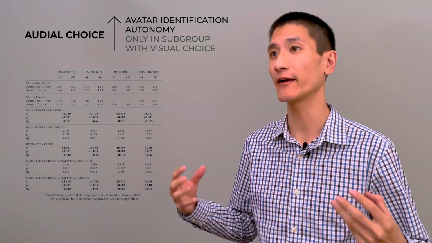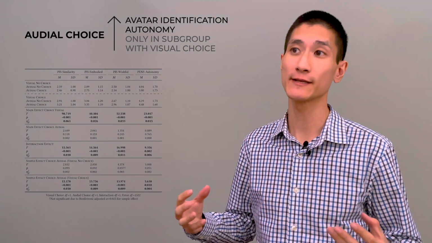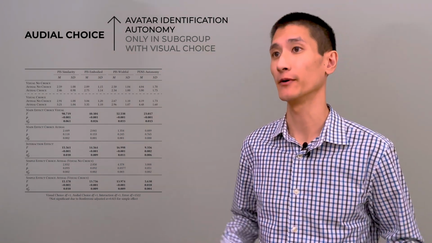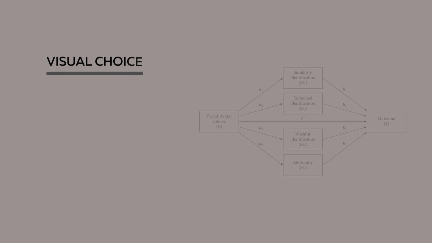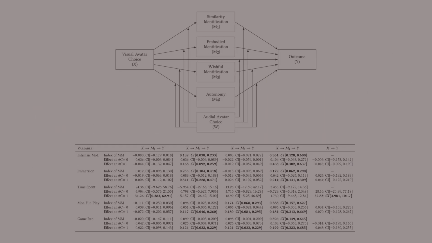Participants with visual choice experience higher avatar identification and autonomy. Participants with audio choice experience higher avatar identification and autonomy, but only within the group of participants who had visual choice available. Visual choice led to an increase in time spent and indirectly led to increases in intrinsic motivation, immersion, time spent, future play motivation, and likelihood of game recommendation. Audio choice moderated the majority of these effects.